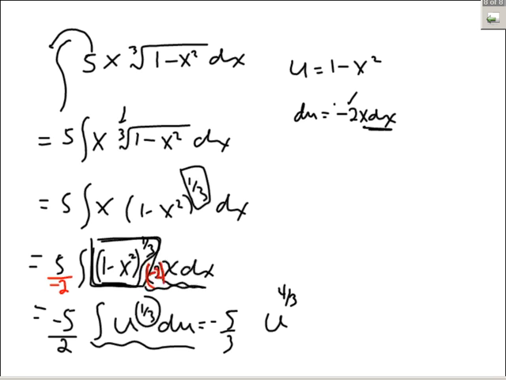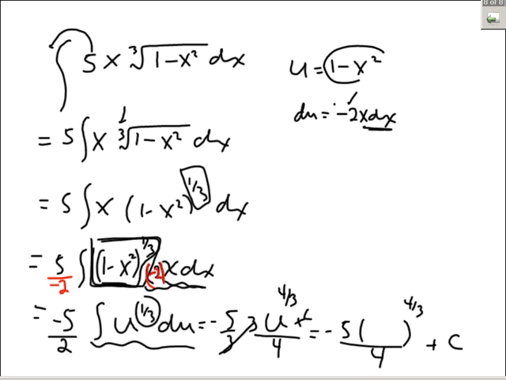And I divide by 4 over 3. Coincidentally, the 3's cancel. And I get negative 5 u to the 4/3 power over 4, in both cases, plus c. And u is, no guessing, 1 minus x squared. And that would be your final answer.